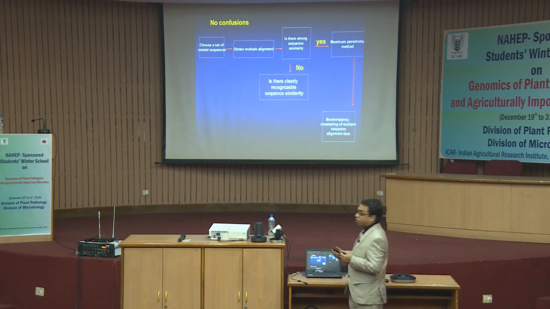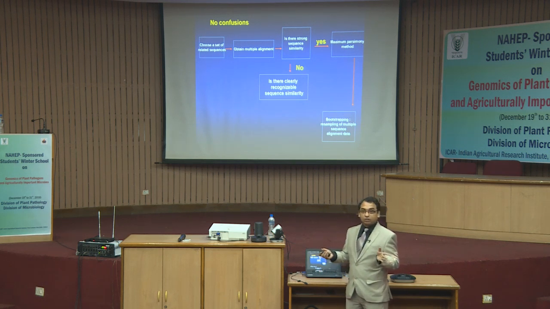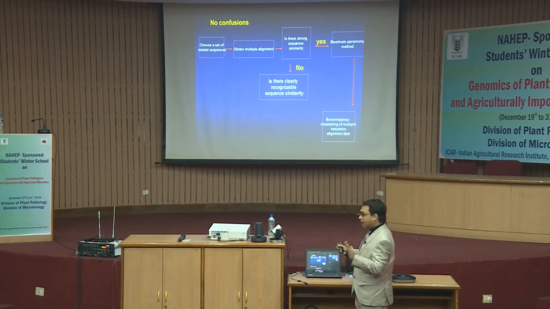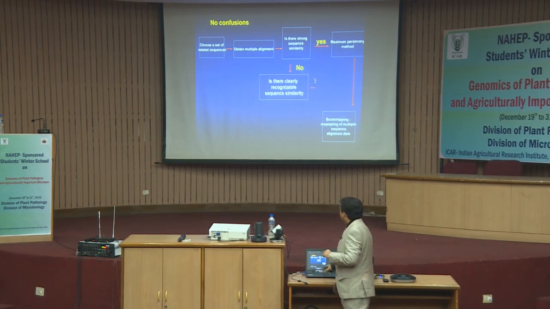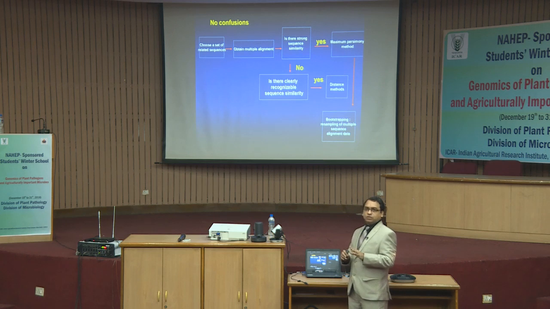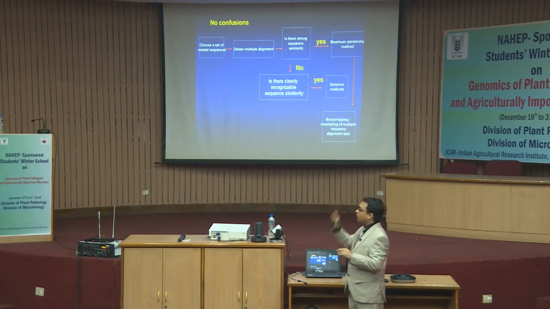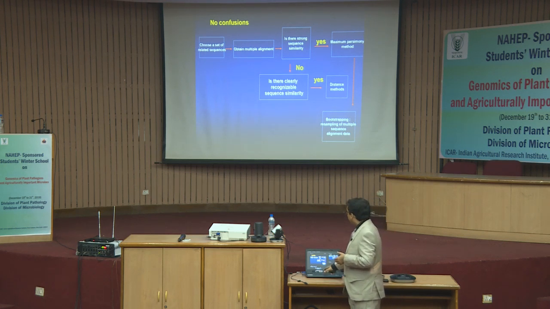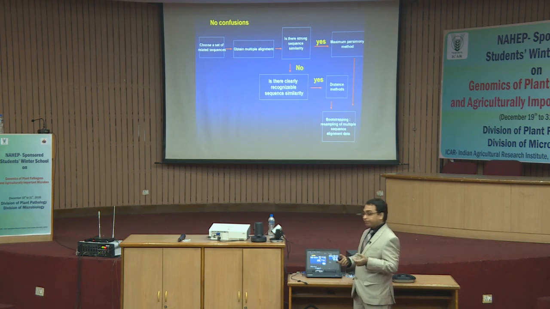If the sequence similarity is not strong, then the question is: is there clear sequence similarity, or is it totally different? If it is clear, 60% or 50% or 70% similarity, not 95% similarity but 60-70% similarity, then go for a distance-based method, that is the neighbor-joining method. Then again do the bootstrapping and generate the tree.